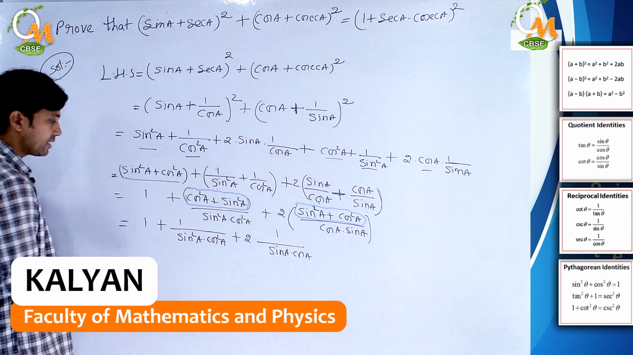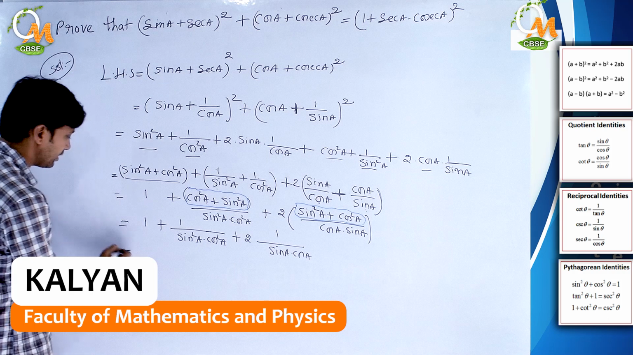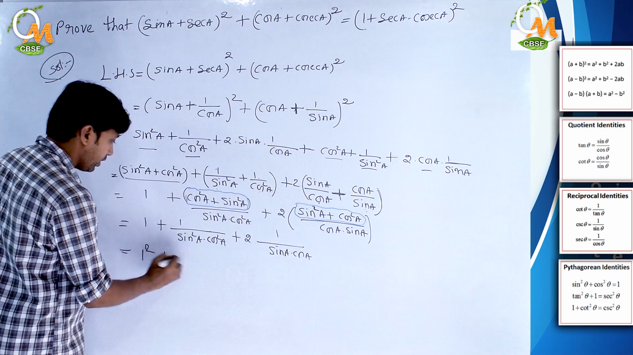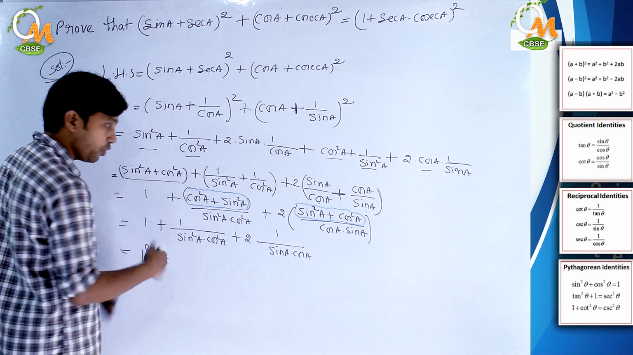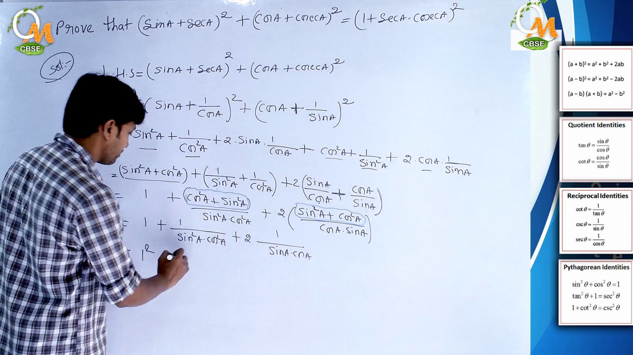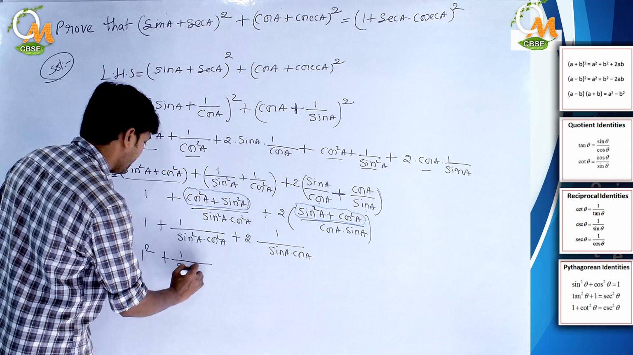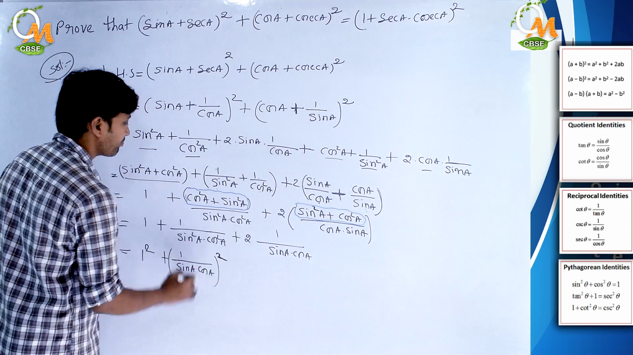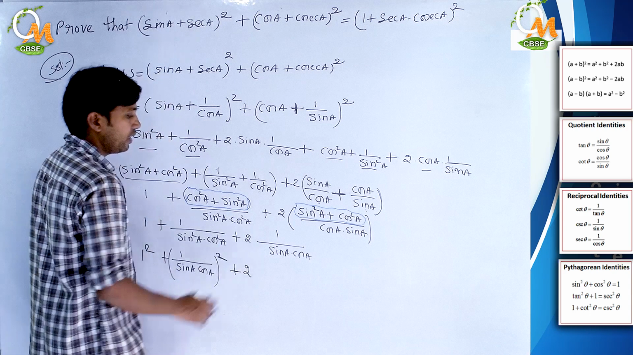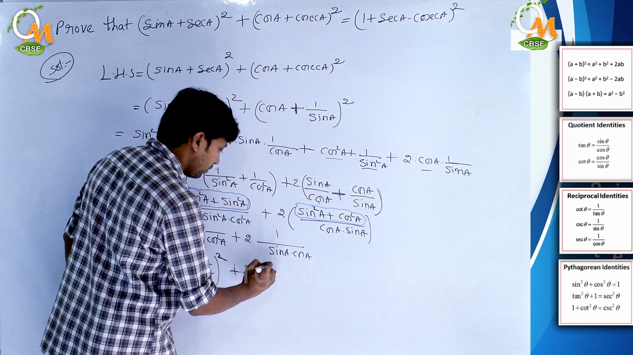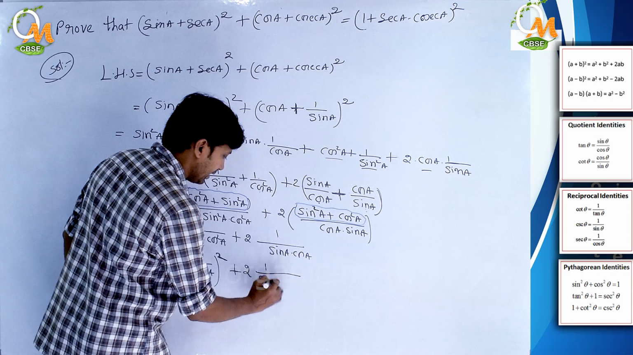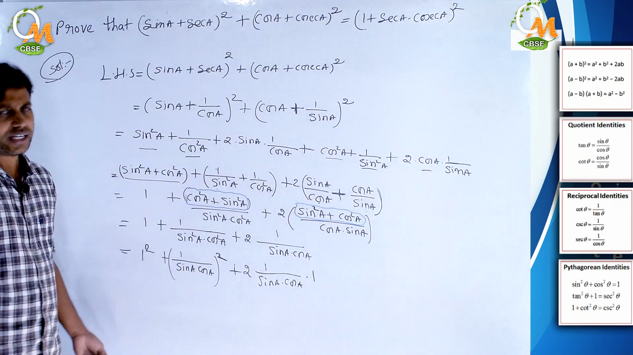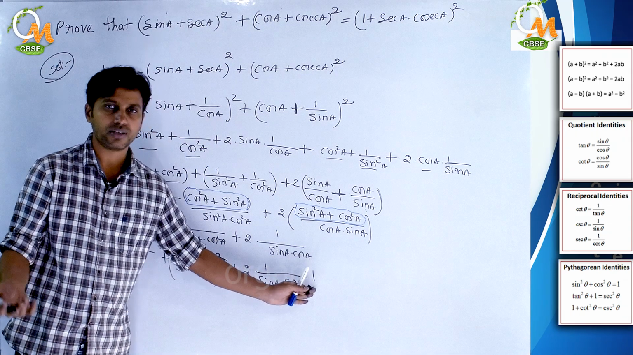Okay, now just for an instance I want to write 1 as 1 square. Can we write it like this or not? Yes. Now since square is there for sin and cos both, we can put whole square to that term, so that is 1 by sin A cos A whole square we can put here, plus 2 into 1 by sin A cos A into 1. We can write 1 because there will be no effect of multiplication with 1.